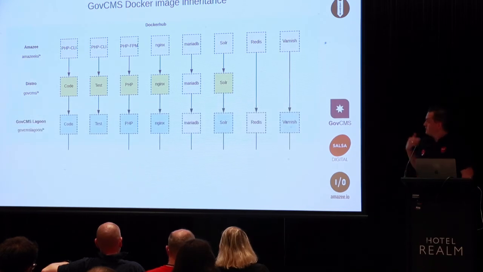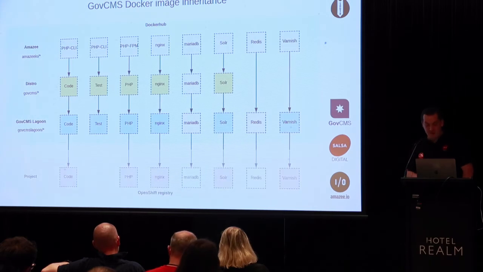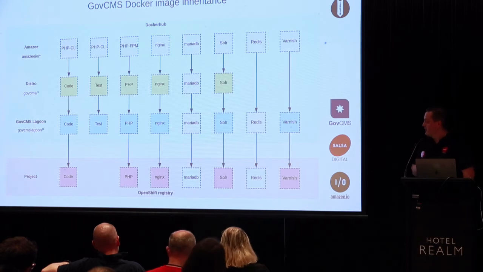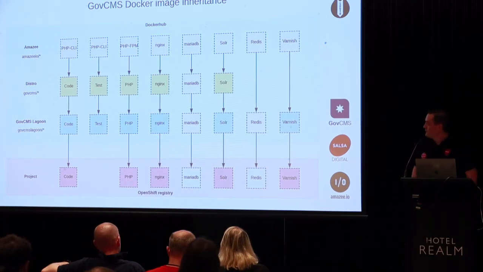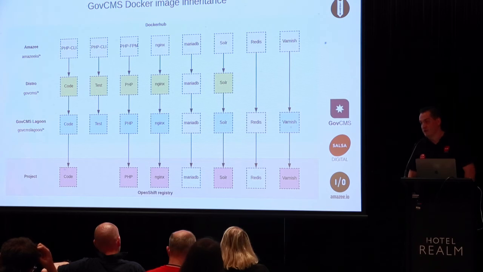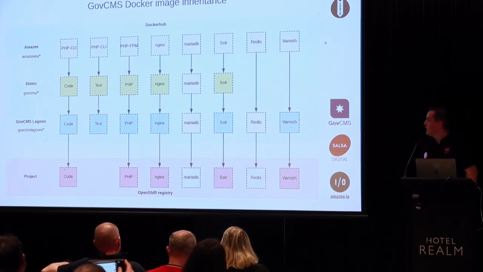And then another inheritance layer here is that we actually use GovCMS Lagoon, which adds Lagoon-specific configuration to allow it to run on the cluster. And then every single project has its own images that include the code and may include some additional configurations for the images. Yeah, as you can see, it's quite a lot of squares here, but they are published under different namespaces on Docker Hub, so they're quite separated.